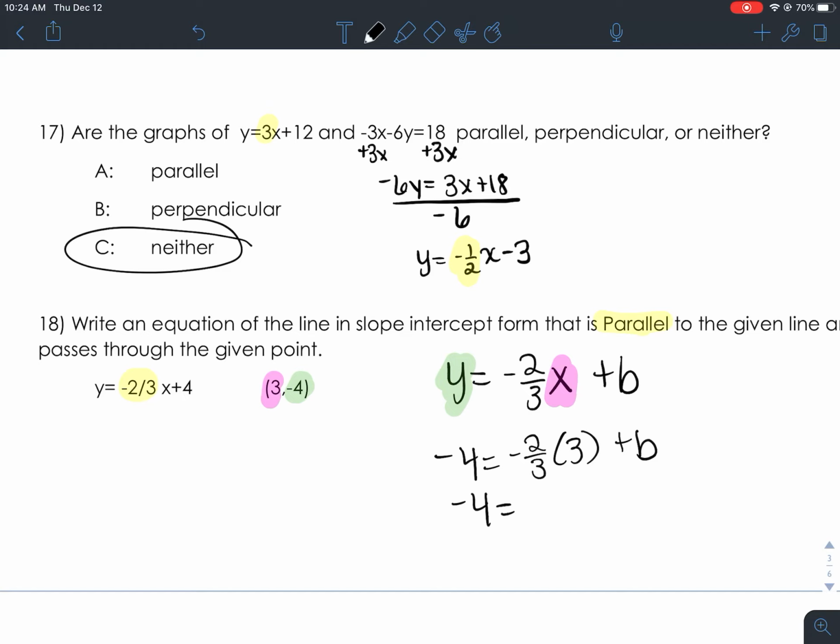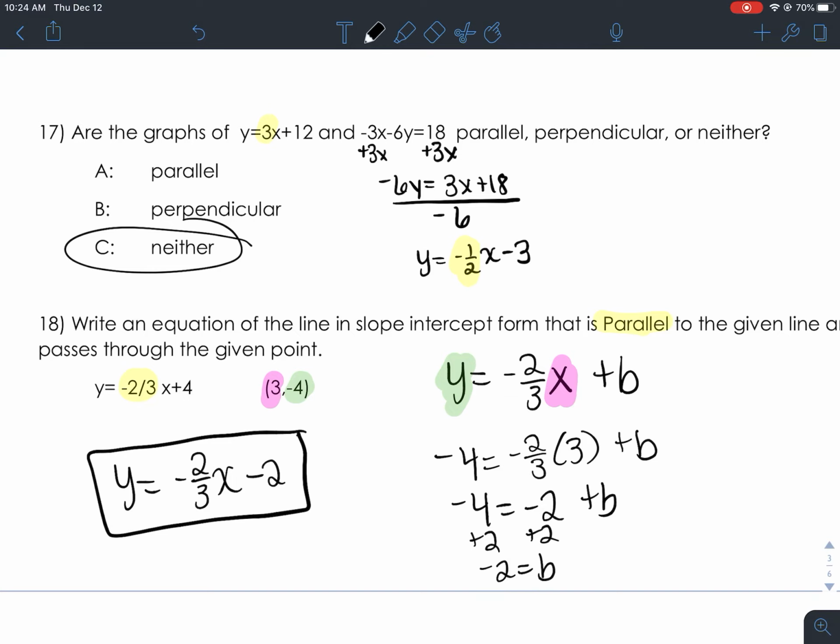-2/3 times 3, -6 divided by 2, which is -2. Add 2 to both sides, and you get -2 is b. So your whole equation would be y equals -2/3 x minus 2 for that one.